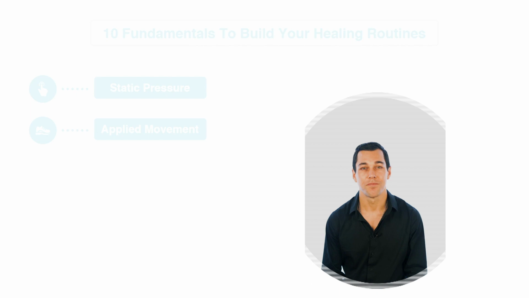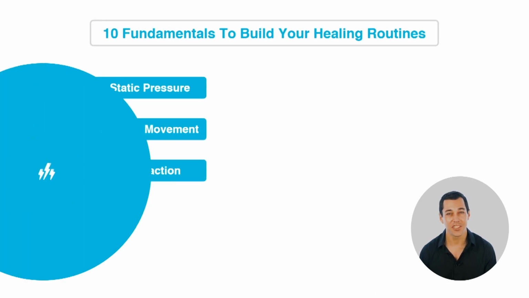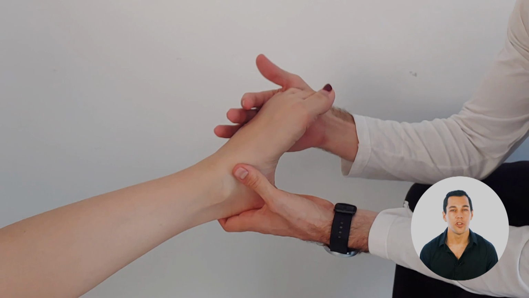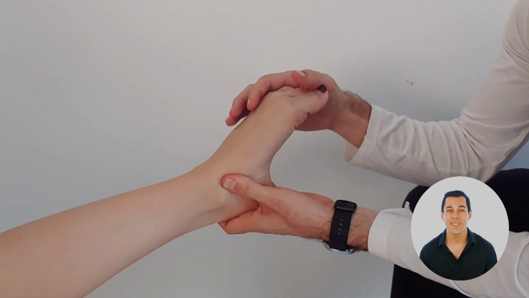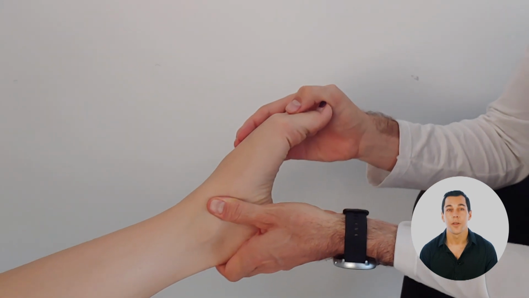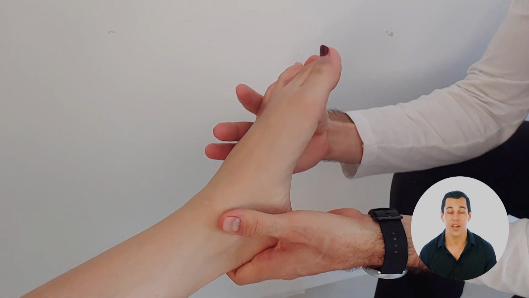3. Contraction. One of the easiest ways to get movement and flow happening in a specific tissue is to contract the muscles near it. Contraction is the fundamental element of all body movement. When you try to move your arm, for example, your brain signals your muscles to contract, which causes movement that you experience.